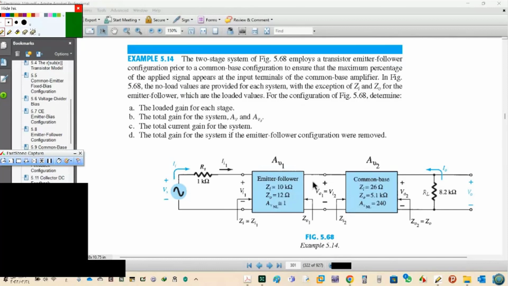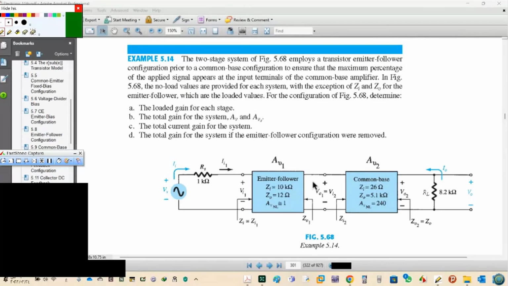So in multi-stage, you can see from this example that I can connect common emitter with common base with common collector without any problem. So this is also important. I can connect many kinds of systems, not only common emitter. You can use this and this and this, as you see in this example.